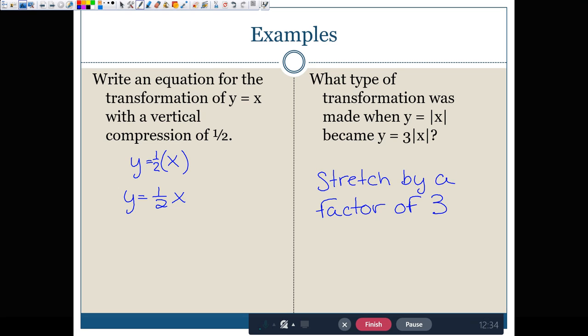So there are 2 types of dilations. A compression, which means that it's being multiplied by a number that's in between 0 and 1, so a fraction. Or a stretch, which means that it's going to be greater than 1. Okay? So next we're going to be putting them all together, and that's why I have this little equation here that should help us out.